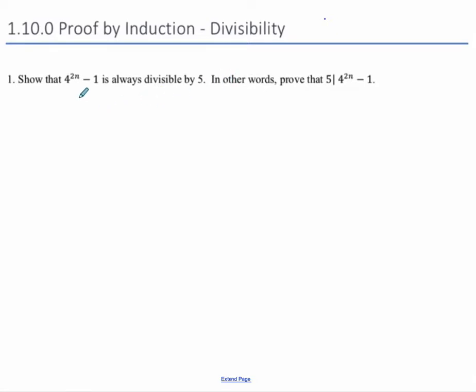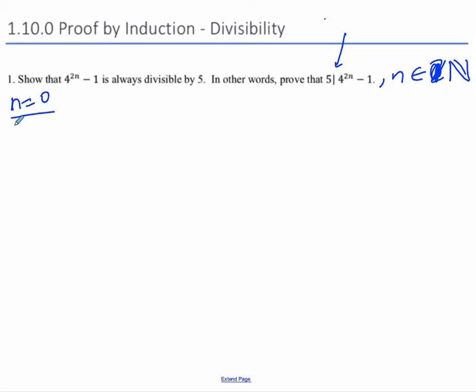Okay, so in this first example, we've got: show that 4 to the power 2n minus 1 is always divisible by 5. This is another way to write that. This means 5 goes into 4 to the power 2n minus 1, so it means the same thing as divisible by 5. Okay, I'm going to start with, and this should probably say n is in Z plus, or sometimes it says n is in N, which is natural numbers starting with 0. So let's start with 0.